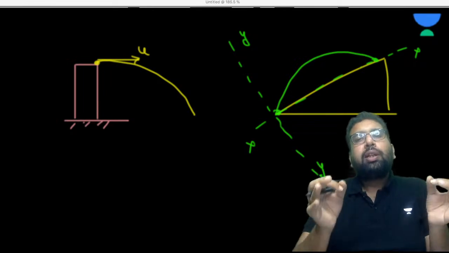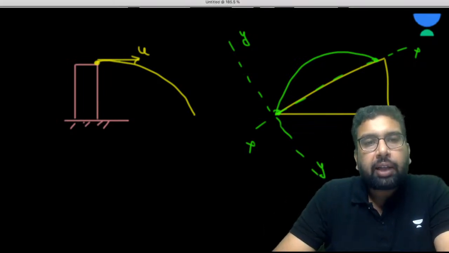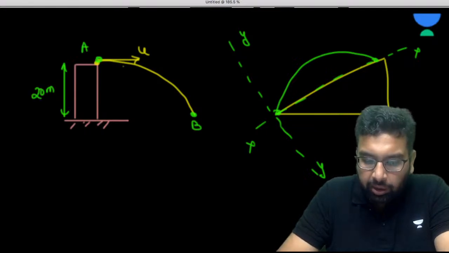The only thing you have to do in this case, see what you have to do. Again, see from here to here. This is going to be the displacement. Let's suppose this is given 20 meter. This is point A, this is point B. So you consider the motion.